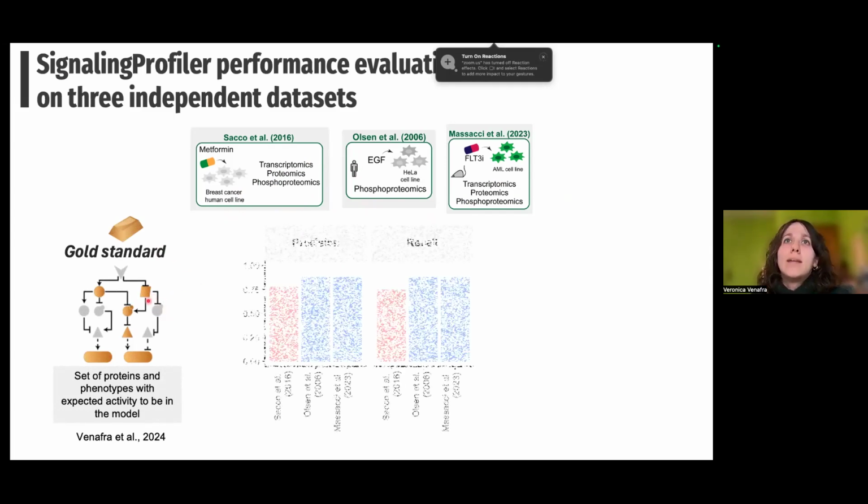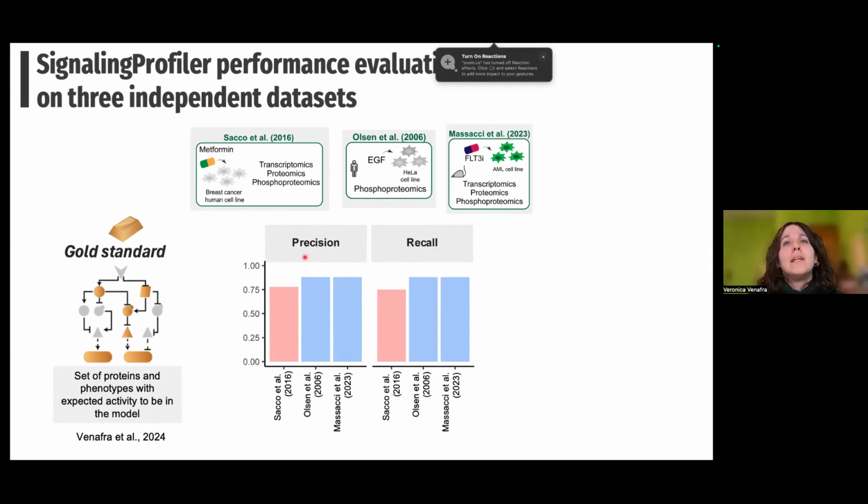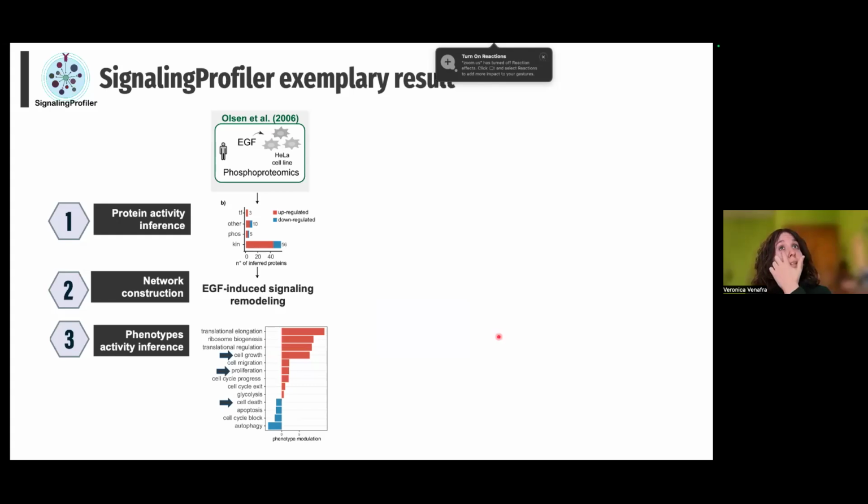And we evaluated the ability of Signaling Profiler networks to grasp this gold standard, measuring the precision and recall. And as you can see, we reached 0.8 in all the datasets. So this means that the results are biologically relevant. So in these slides, I just reported the Signaling Profiler exemplary results obtained from its application on a phosphoproteomics dataset obtained from HeLa cell lines treated and stimulated with EGF.